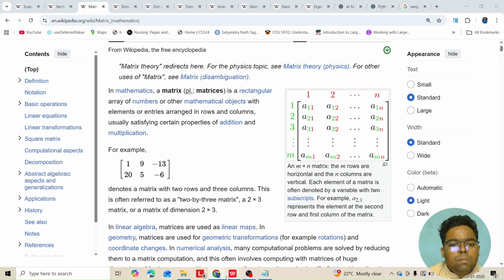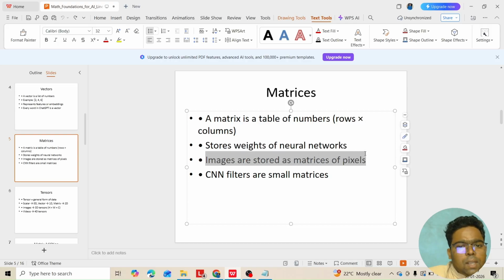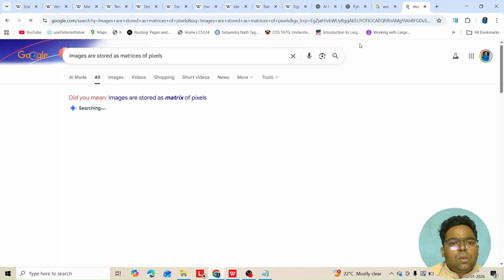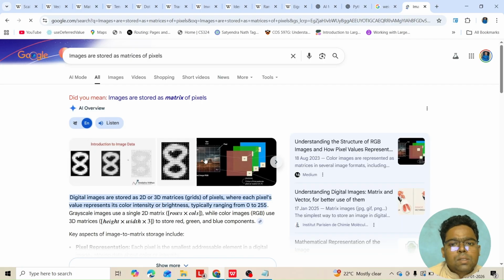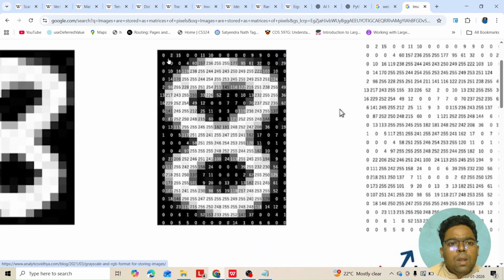Let's see another term: images are stored as a matrix of pixels. If I say black and white, then it is 2D. If you look at this one, that is nothing else but the pixels, but it is a matrix, because it has many values, let's say 255 represents white and 0 represents black.